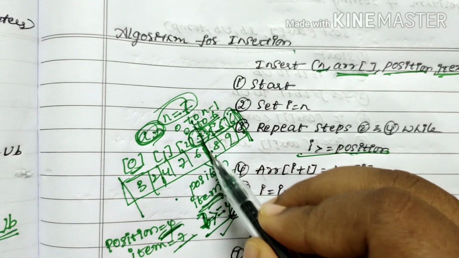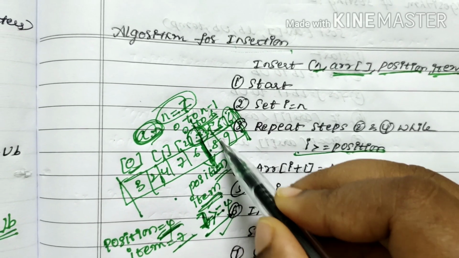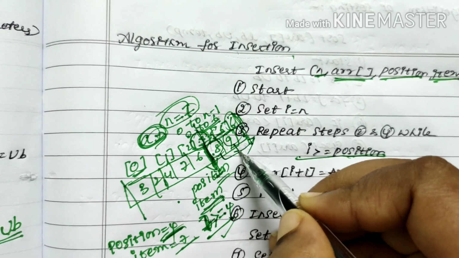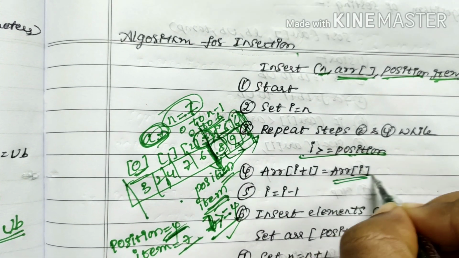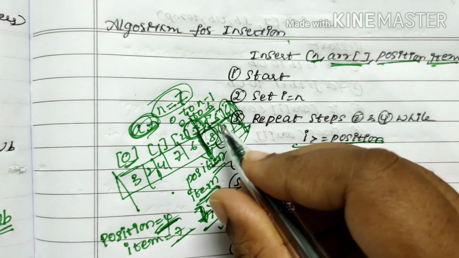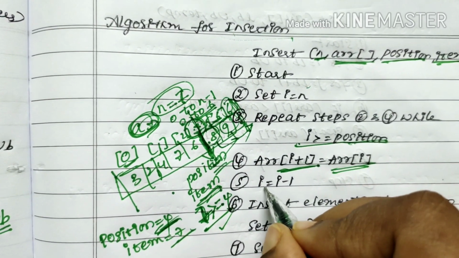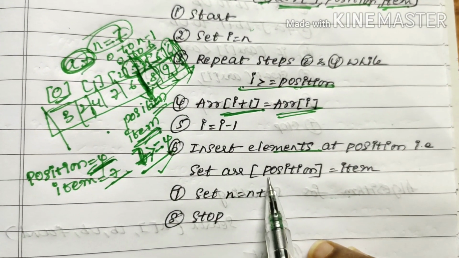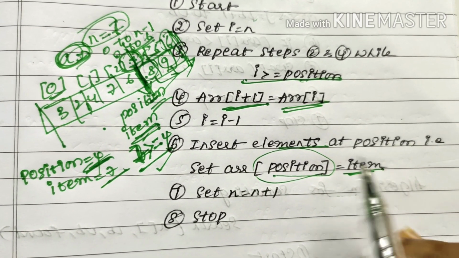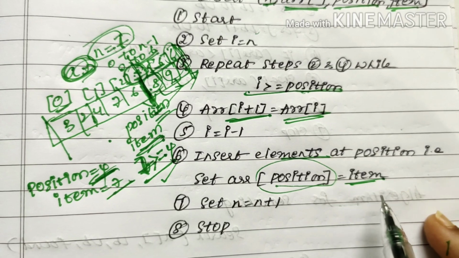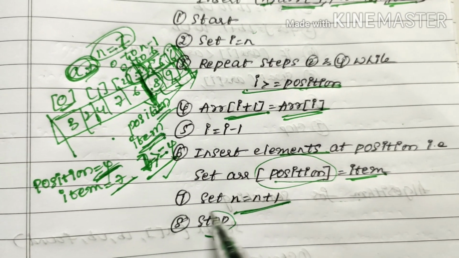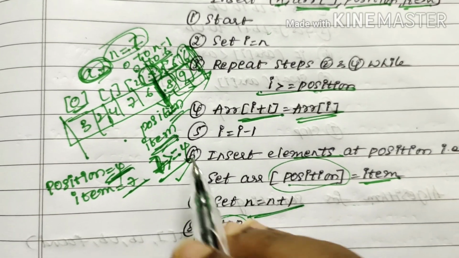Like I am going to insert here, so I have to move these blocks to the next position. So the position is incremented by 1. This should be performed for the entire array. Now at the particular position, I am going to insert the element which I wanted. After inserting the element, n should be incremented, and then we have to stop the algorithm because insertion is completed.